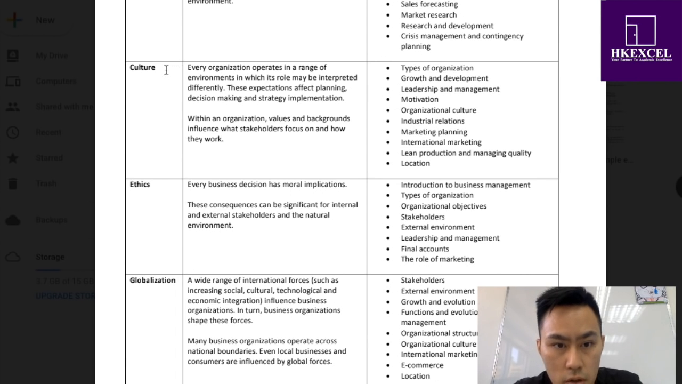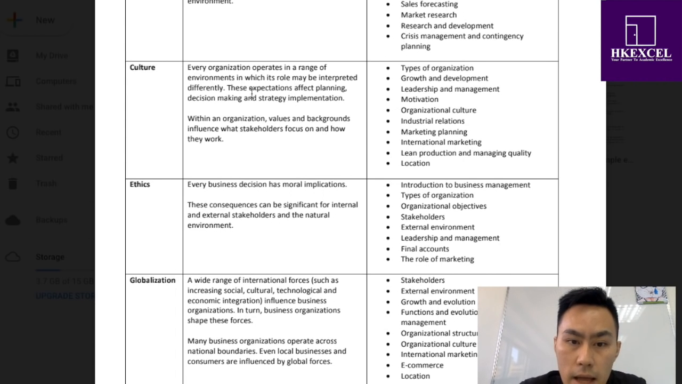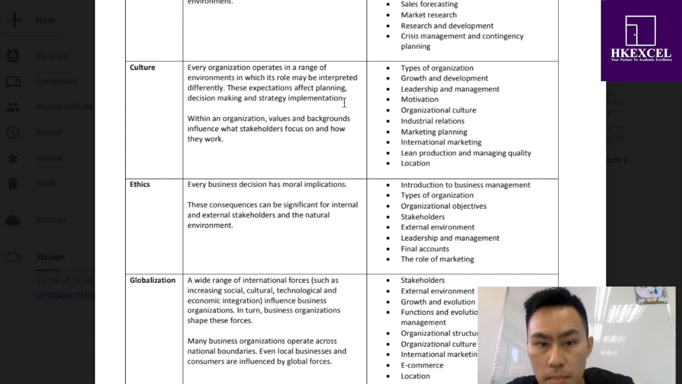And for culture, what should we relate to, right? It is the range of environments in which a role may be interpreted differently, right? This expectation affects planning, decision making, and strategy implementation. For example, you can talk about the management structure and the leadership style, right? Autocratic, democratic, or laissez-faire. This is mostly discussed when you face the topic of culture, right?